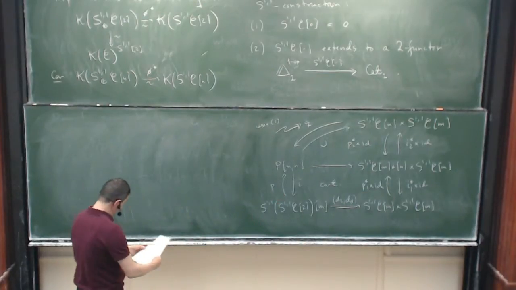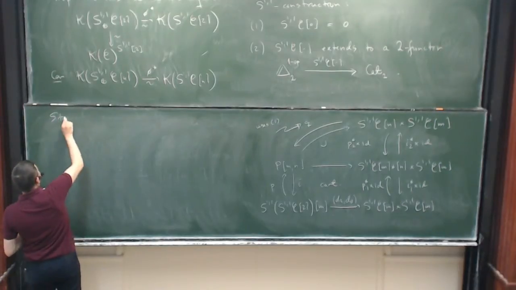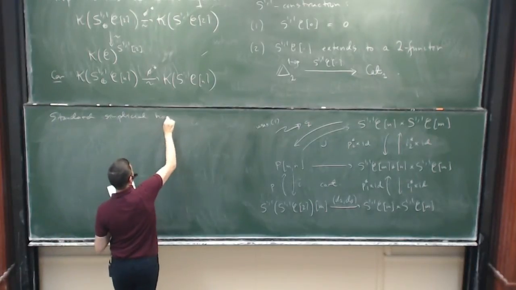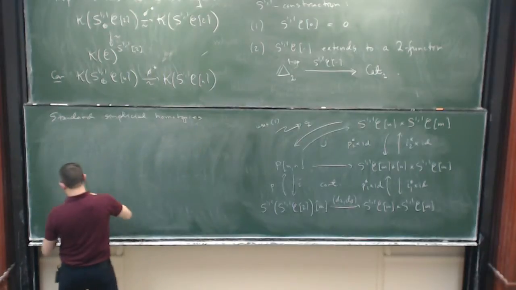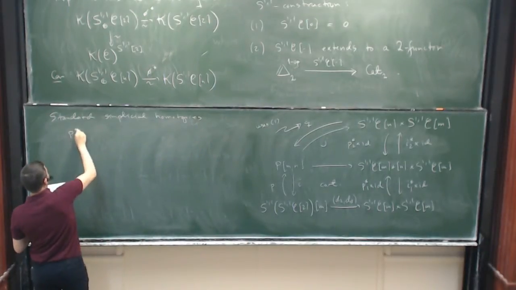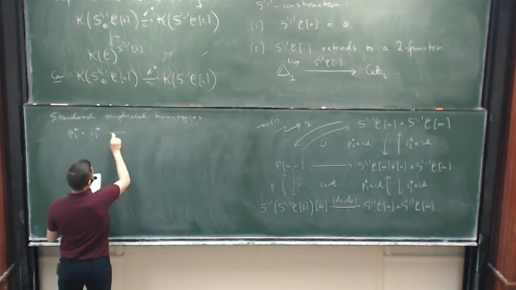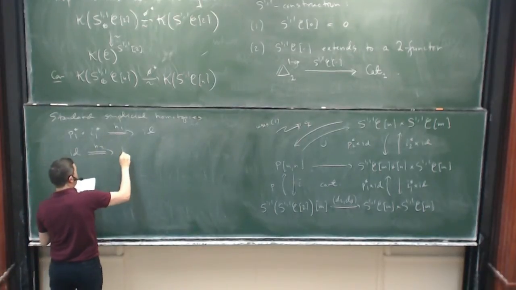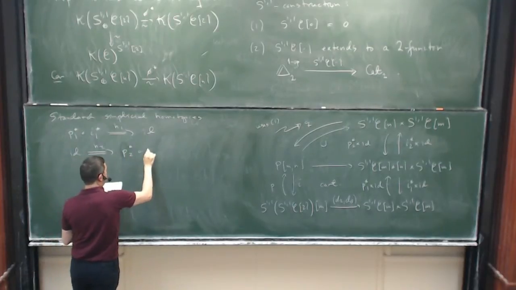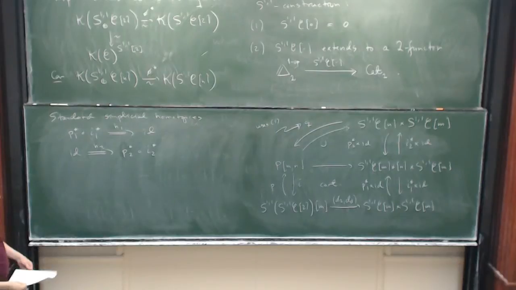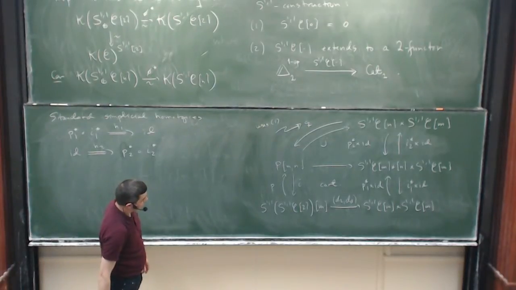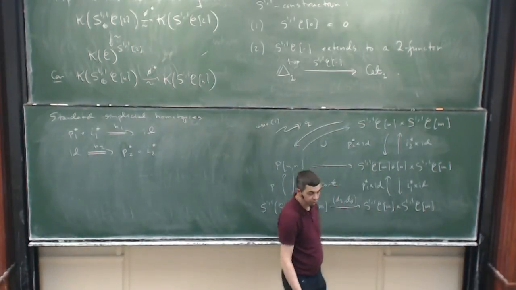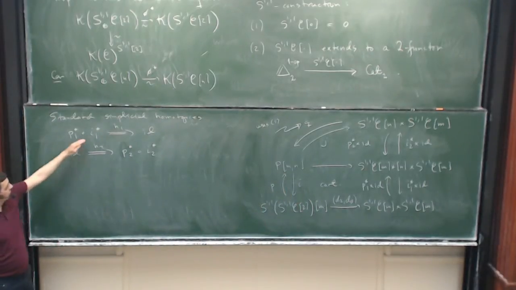This is very general. So we have standard simplicial homotopies. P1. Oops. Like this. Okay, so did I do that right? Yeah. So going around this way is the identity, and now we make a simplicial homotopy for the map going around the other way to the identity.